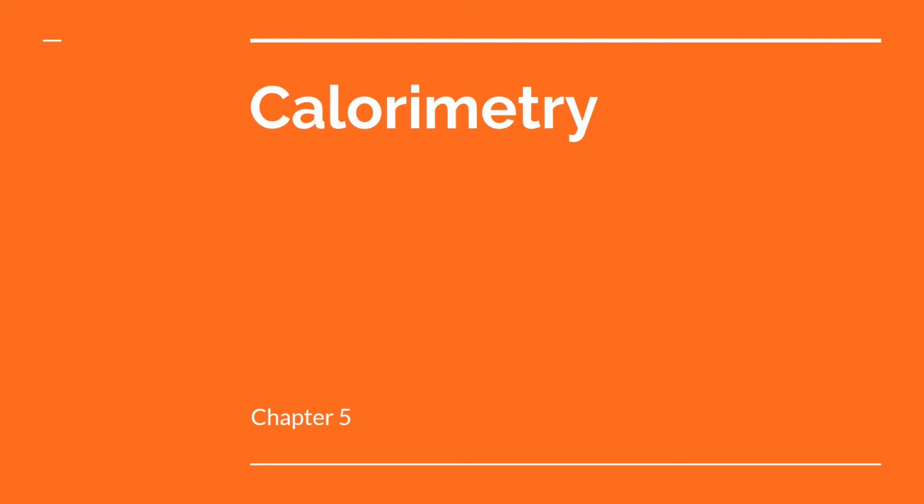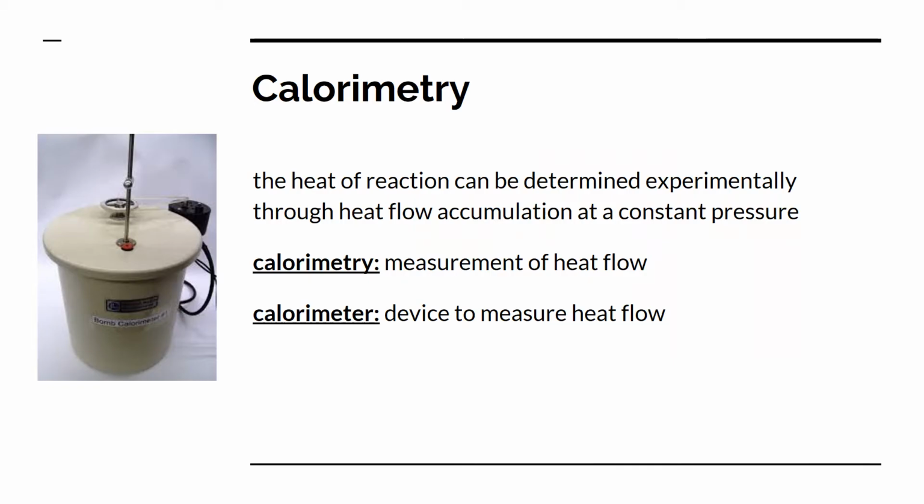Next topic we're going to look at is calorimetry, which is also in chapter 5. Calorimetry is going to be another way where we can experimentally determine the delta H value for a reaction. So calorimetry is the heat of the reaction. So we're using this to experimentally determine, through heat flow accumulation, the heat of this reaction.